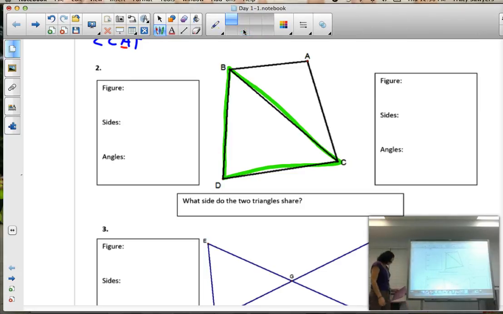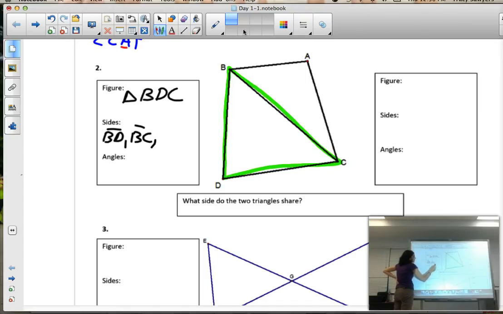Okay, so what do you want to name this triangle? Triangle BDC. And again, you can switch the letters. It doesn't have to be that order. Now we need to name the sides. BD, BC, and BD. We said BD. DC. We said BC. I said DC. DC. Stop confusing me.